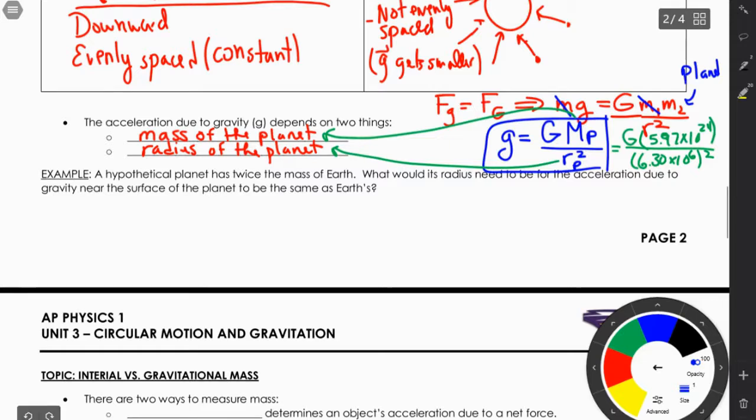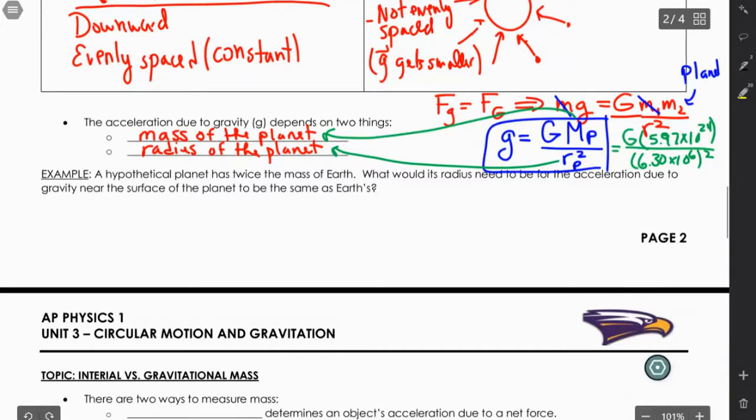All right. So now let's look at something typical that often will show up as a multiple choice question. A hypothetical planet has twice the mass of Earth. What would its radius need to be for the acceleration due to gravity near the surface of the planet to be the same as Earth?